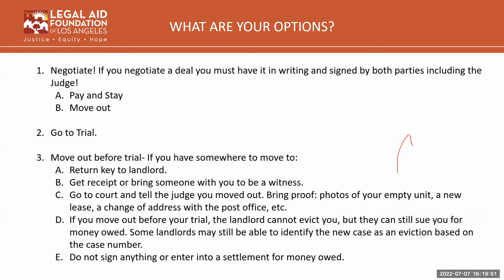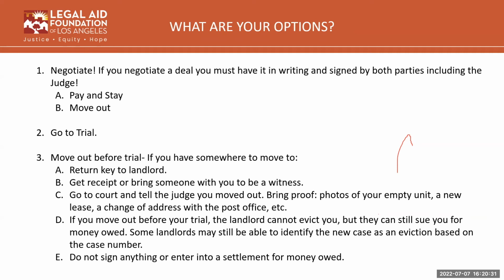Right? If you have somewhere to move to, maybe this is an option for you, right? So if you do decide to move out before trial, you can return the key to your landlord, but you want to get a receipt for when you turn your keys in to the landlord. If you do, you can go to the court and tell the judge that you moved out, right? You want to bring your proof, right? So that can be the receipt that you got from the landlord, where they admit that you returned the keys and no longer have possession of the property. It can be a new rental agreement or a change of address with the post office.